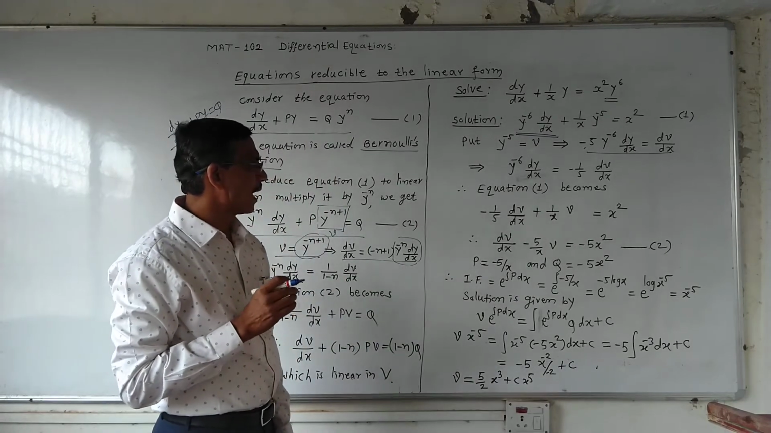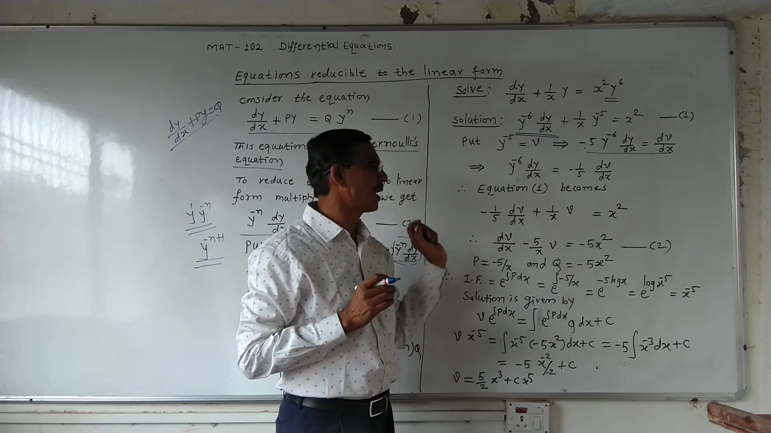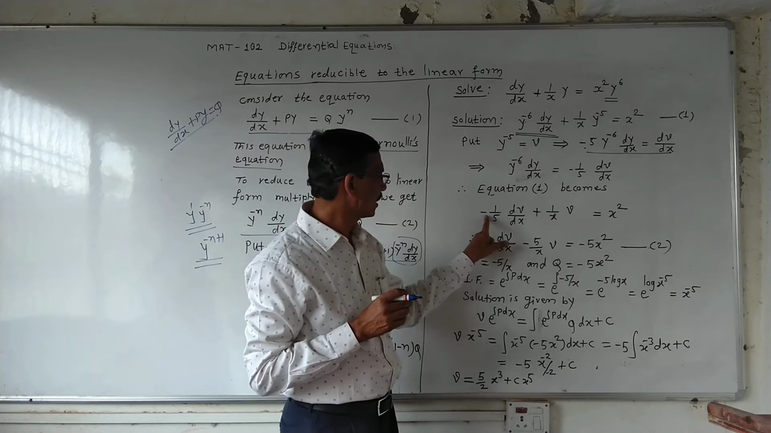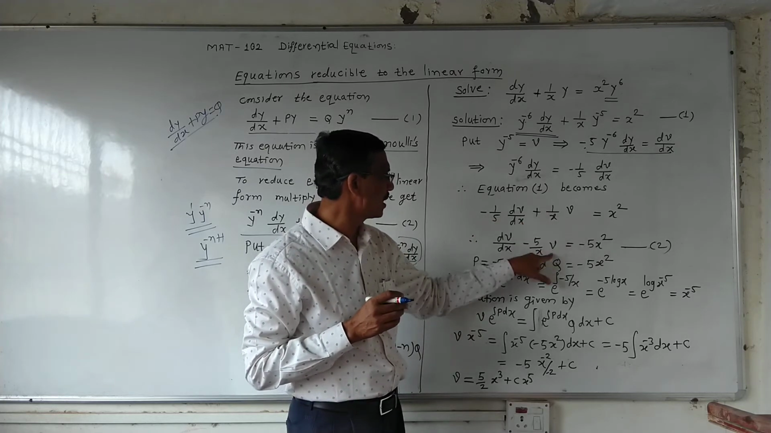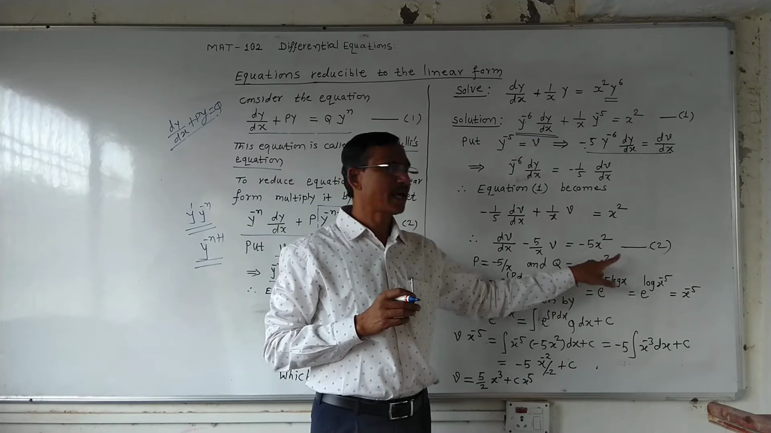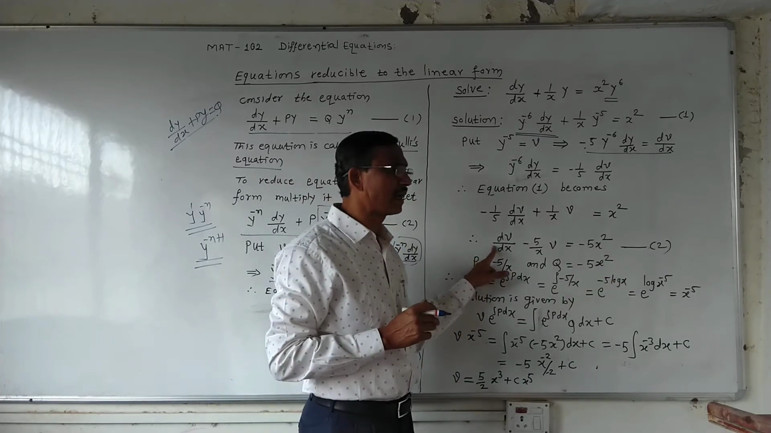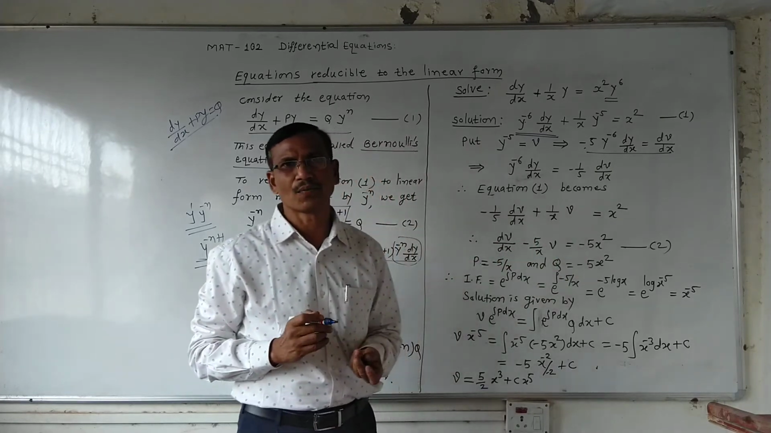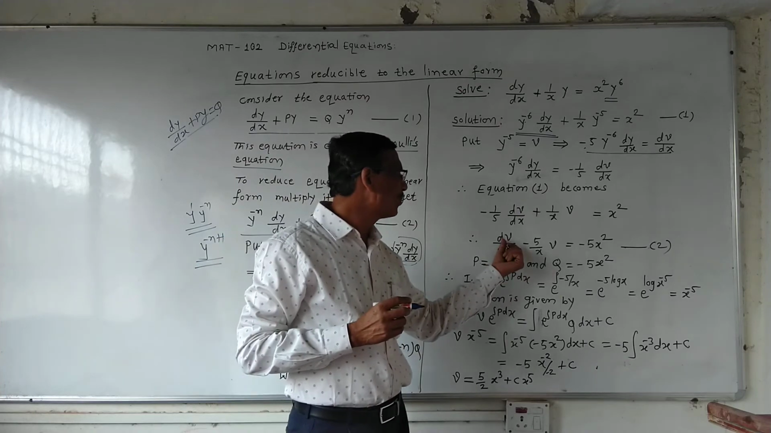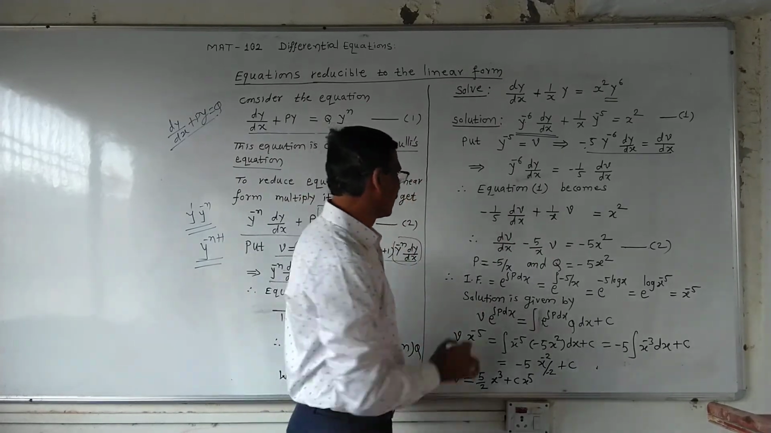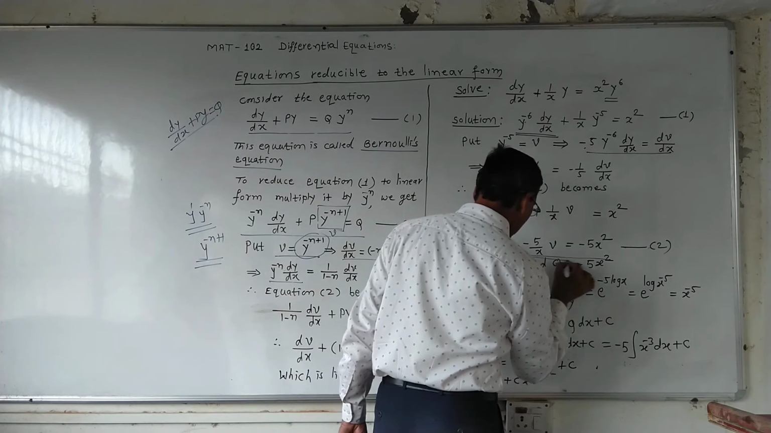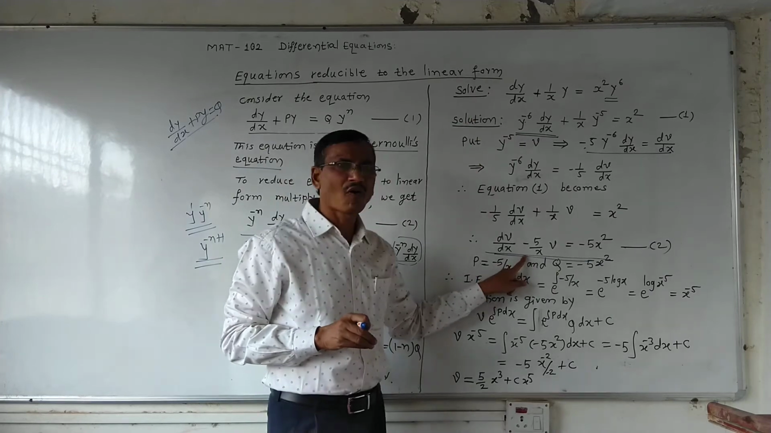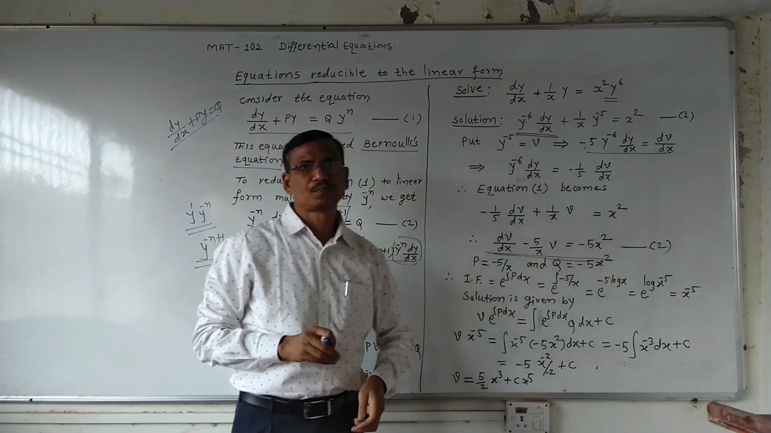As we want it in the linear form, multiply both sides by minus 5, and we get dv by dx minus 5 by x v is equal to minus 5 x square. And now you can observe that this is in the linear form dy by dx plus Py is equal to Q, but it is linear in v and x. That means this is a linear differential equation, meaning this Bernoulli's equation can be reduced to the linear form denoted by 2.